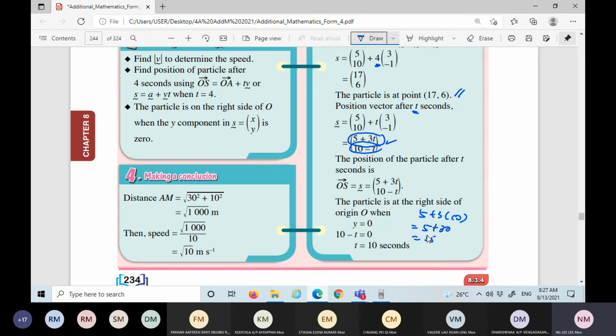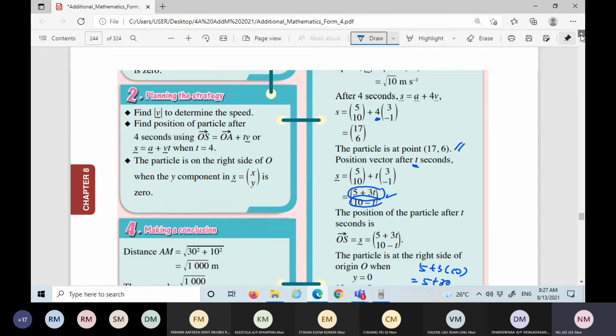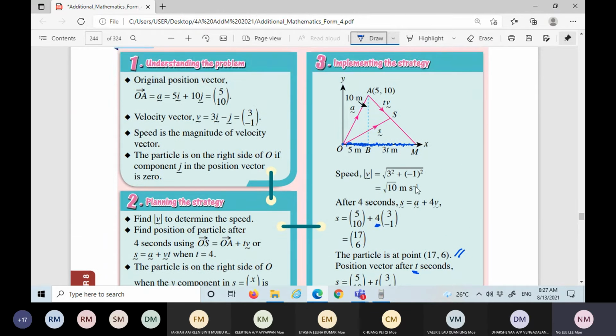Okay, so the particle at that time is at 35. 35 meters, on the right side of the origin. It means like that. Let's say here is 35, so the particle falls here. This is the meaning. So this is for the example.